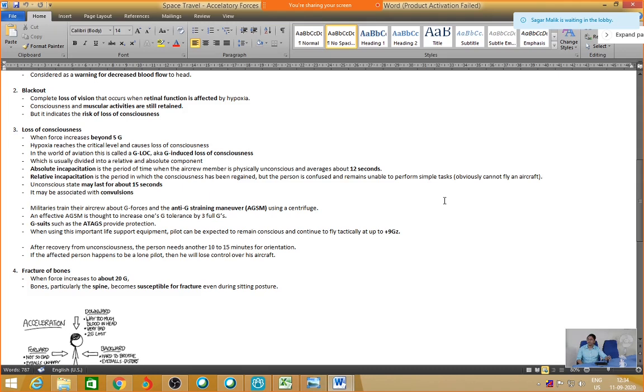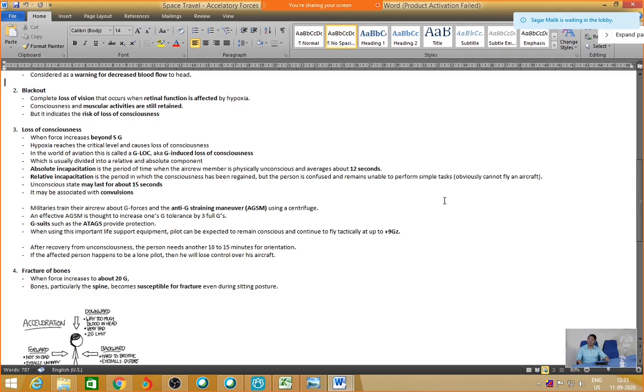This particular phenomenon, the loss of consciousness because of the change in the gravitational pull, is known as G-LOC, G-L-O-C. This is a very important terminology which you may be asked in the examination as a viva question. You may be asked, what is G-LOC? G-LOC means gravitational pull induced loss of consciousness.